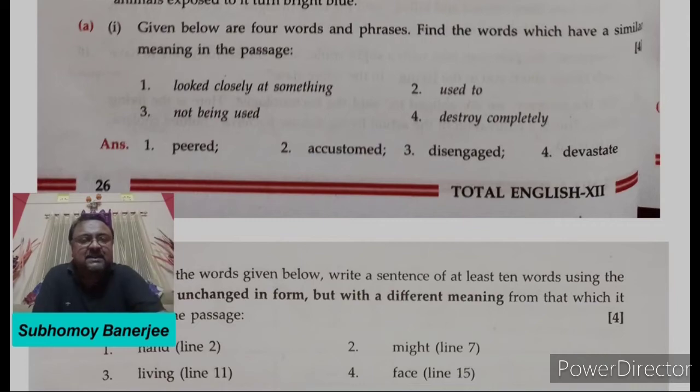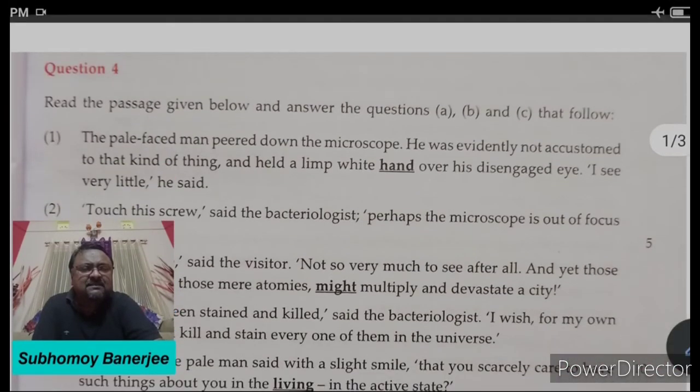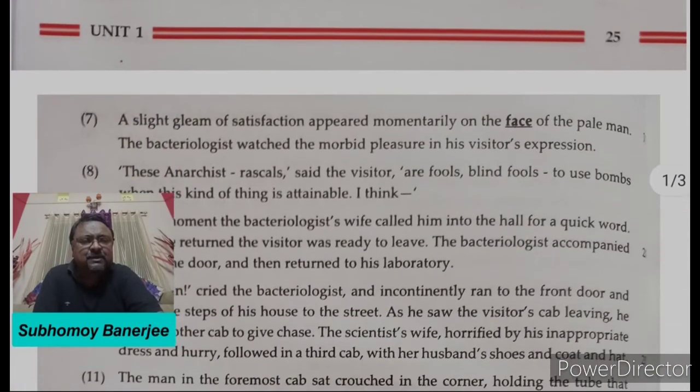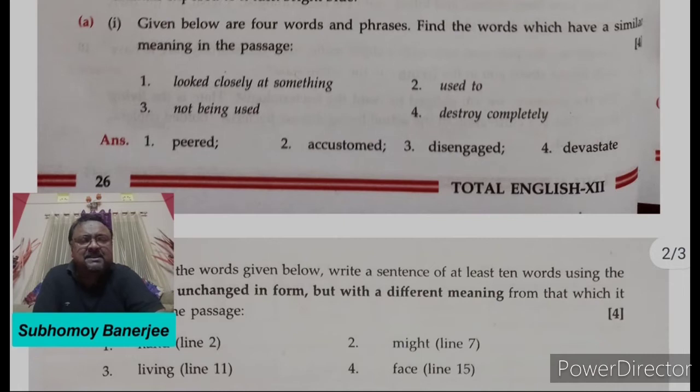So the first one is, looked closely at something. Let's scroll up. The pale-faced man peered down the microscope. He was evidently not accustomed to that kind of thing and held a limp white hand over his disengaged eye. I see very little, etc. Do we see any word here? Looked closely at something. The answer is peered. You get it in the first line itself.